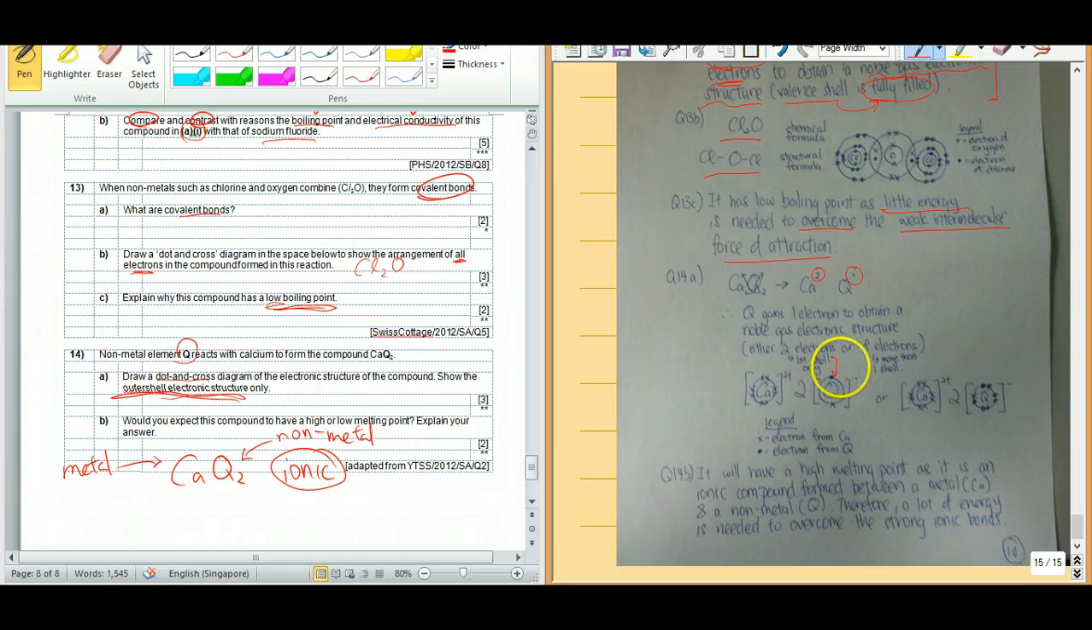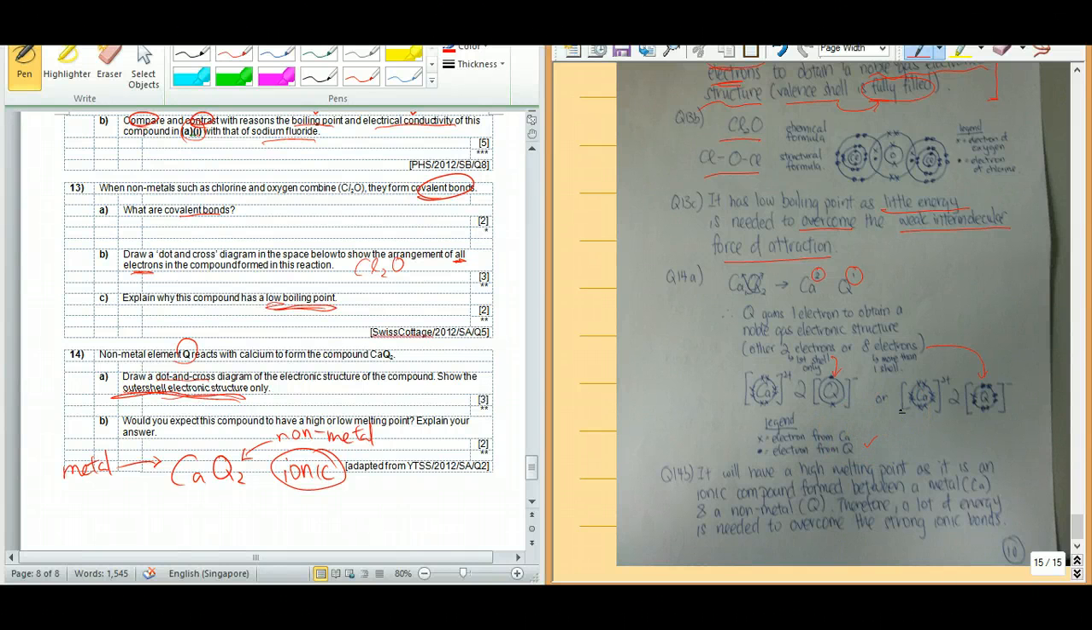This is only applying if it is one shell only. What if Q has more than one shell? So if Q has more than one shell, the outermost must have 8 electrons. So same thing, 1 electron obtained from elsewhere, the rest are filled up by its own electrons. So take note of the legend here.